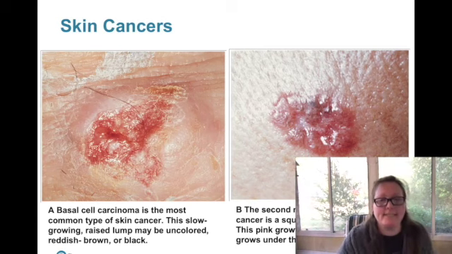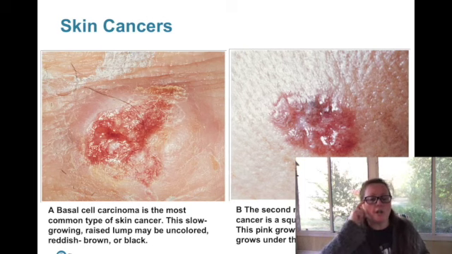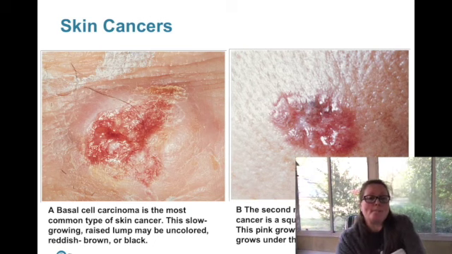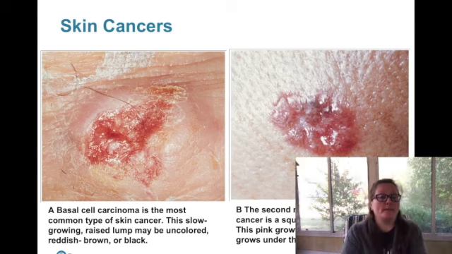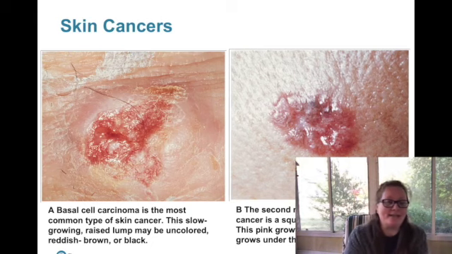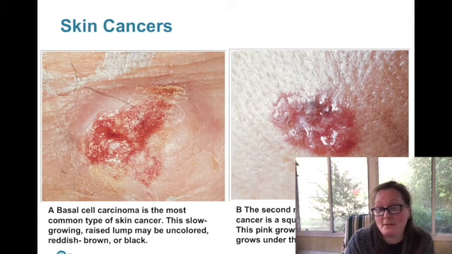So here are the skin cancers. We have basal cell carcinoma. That is the most common type of skin cancer. Let me repeat that. Basal cell carcinoma. The reason I'm saying this is I want you to tell me about this in your lecture assignment. I want to know that basal cell carcinoma is the most common type of skin cancer. That is the assignment. And it will also be a question on your next test, just so you know. So learn basal cell carcinoma is the most common type of skin cancer.